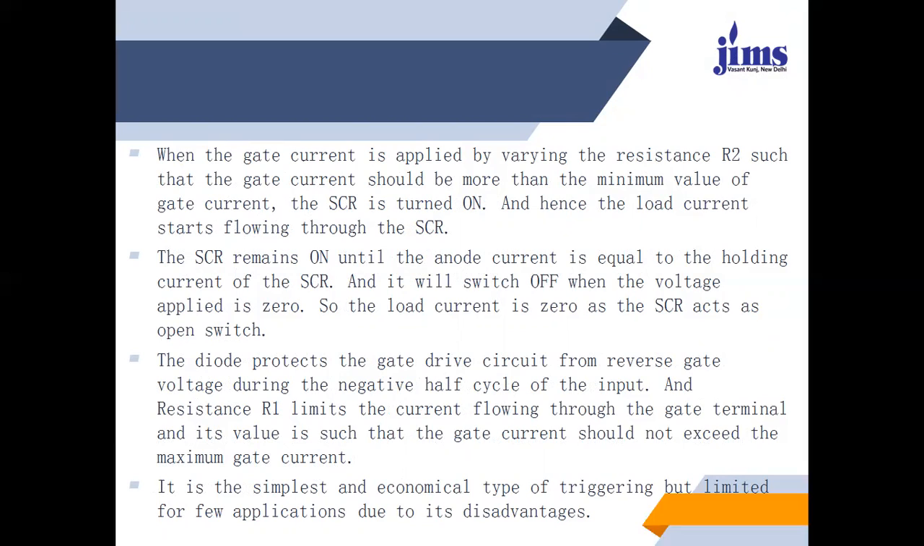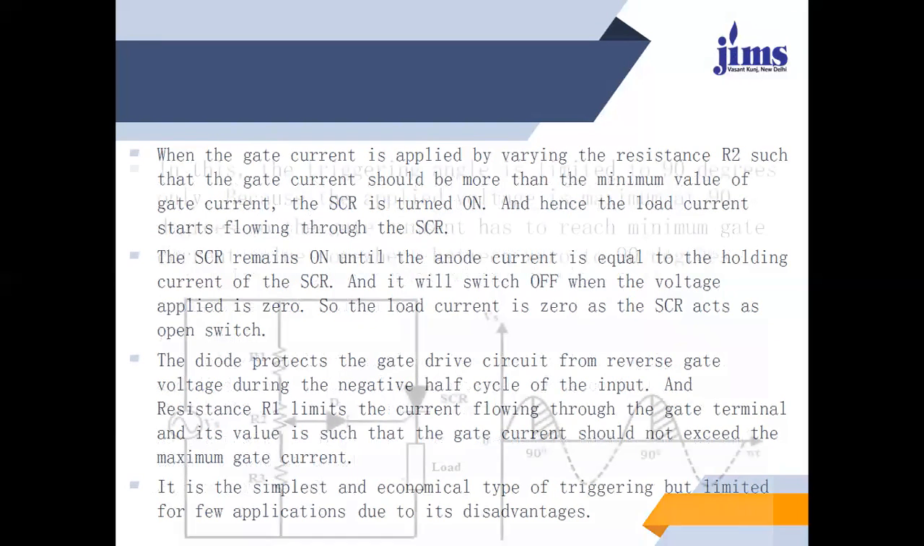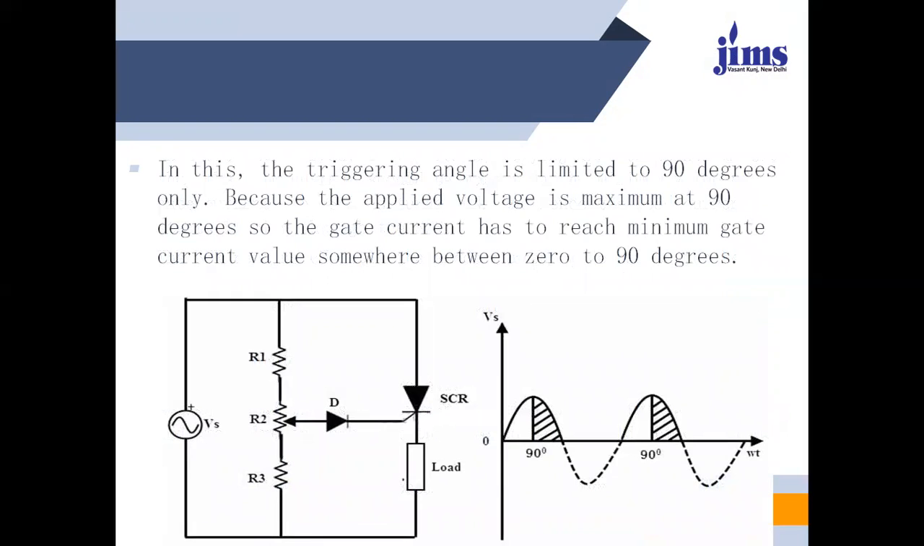The diode protects the gate drive circuit from reverse gate voltage during the negative half cycle of the input, and resistance R1 limits the current flowing through the gate terminal, so the gate current should not exceed the maximum gate current. It is the simplest and most economical type of triggering but limited to few applications due to its disadvantages. In this, the triggering angle is limited to 90 degrees only, because the applied voltage is maximum at 90 degrees, so the gate current has to reach the minimum gate current value somewhere between 0 and 90 degrees.